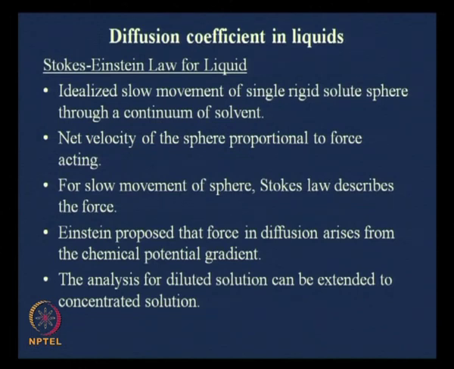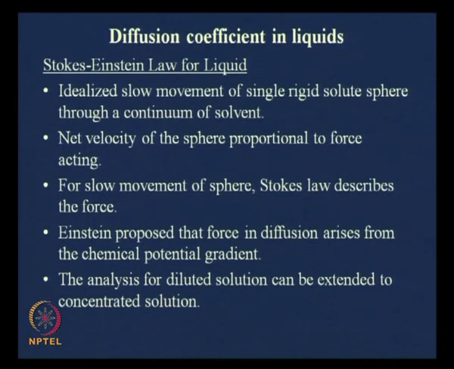For slow movement of a sphere, Stokes' law describes the force, and there has to be a driving force here. You are treating the diffusing species as a rigid sphere moving through the continuum of solvent. What is the driving force? Where is the force? Why will it move? The force is basically arising from the chemical potential gradient. That is Einstein's proposal here. For a rigid sphere in a continuum, what would be the drag acting on it? That is already defined from fluid mechanics.